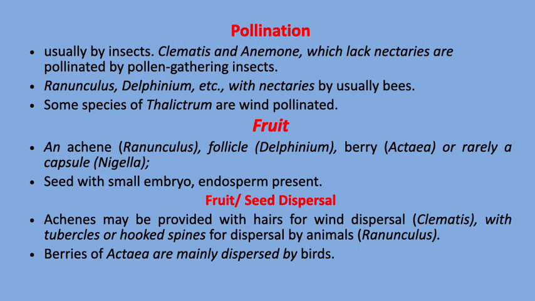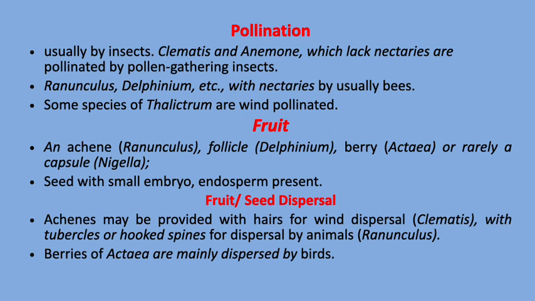Now the pollination, which is usually done by insects. In clematis and anemone, which lack nectaries, they are pollinated by pollen gathering insects. Ranunculus, delphinium, etc., they are having nectaries and they are usually pollinated by bees. Some species of thalictrum are pollinated by wind.